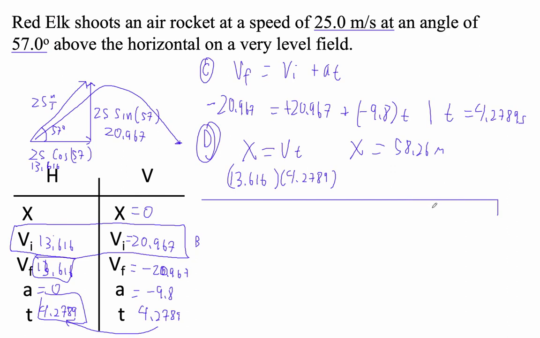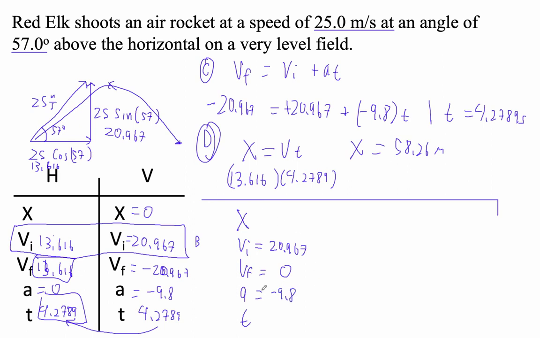E says, what's the greatest height the rocket reaches? That's going to be an entirely different setup. To get to the top, we're going to go x, vi, vf, a, and t. This was ground to ground: it leaves the ground at this velocity and hits the ground going down. But if we go ground to top, our initial velocity is 20.967, and at the top our final vertical velocity is 0 right here. We're not moving up or down. And then this is negative 9.8.